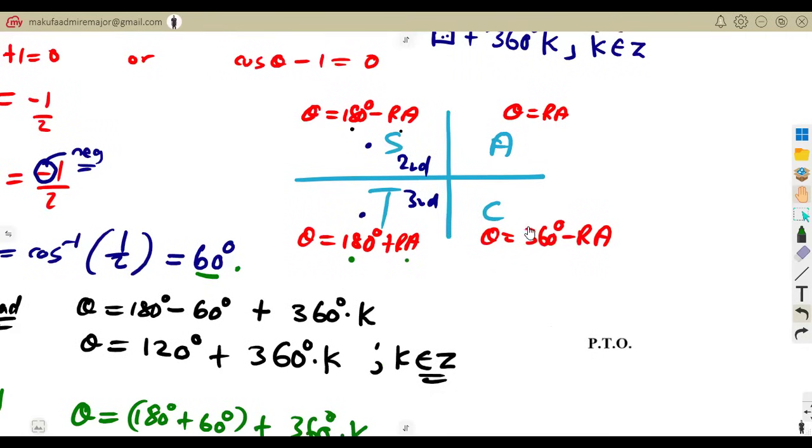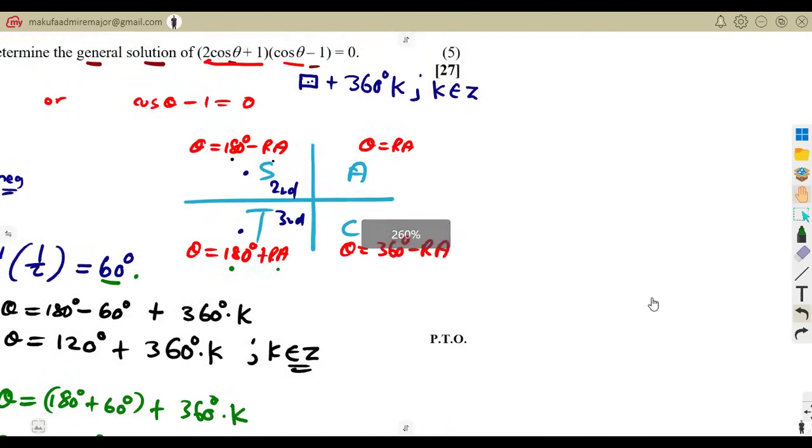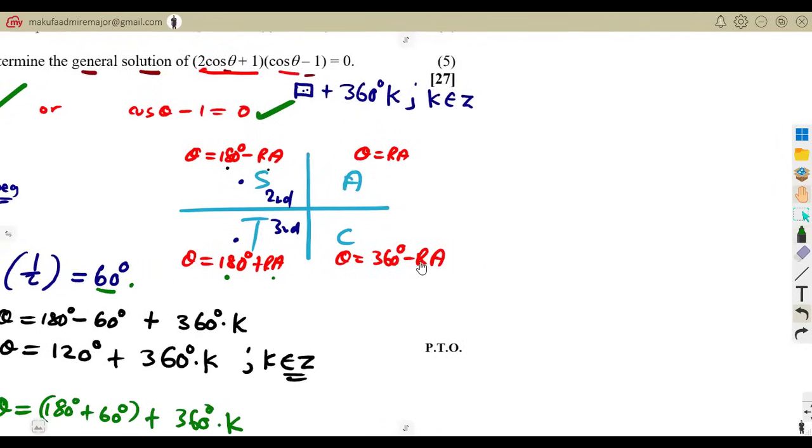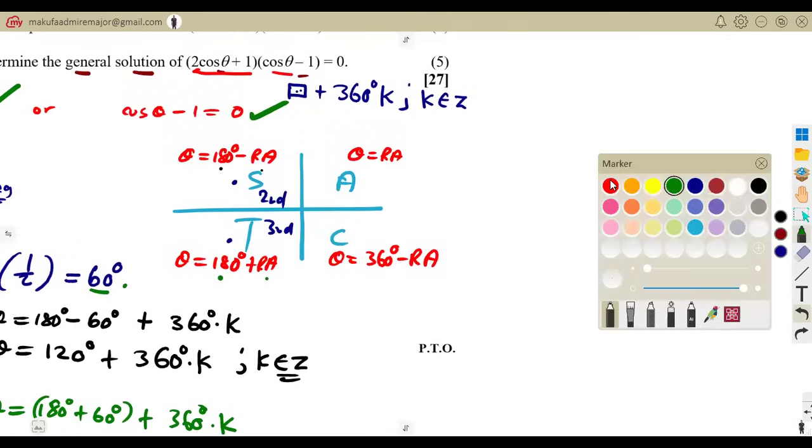In the fourth, cos is positive there. And in the first one, cos is positive there. So we're done with the first one. We move on to another part. Remember, there are two things that we had: this equation and this one also. So we move on to the other one, where cos theta minus 1 is equal to 0.